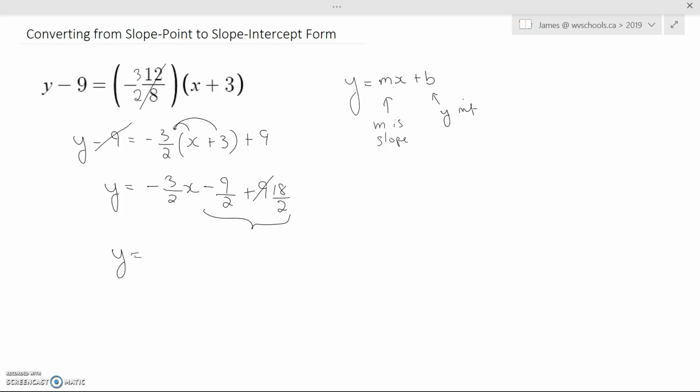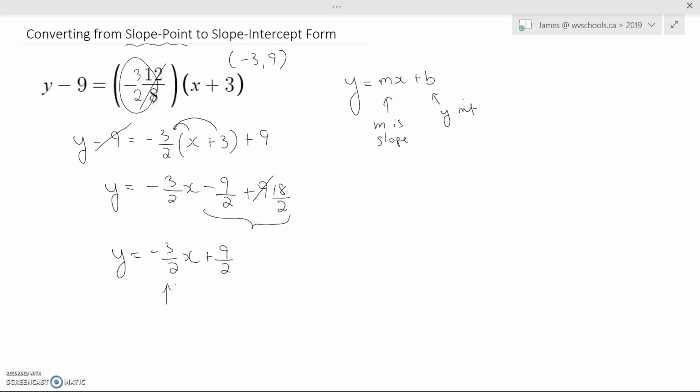So I'm going to get y is equal to negative 3 over 2x. We have negative 9 plus 18 is going to give us plus 9 over 2. So this would be an alternate form that we could write the equation above. We had slope point form originally with our slope and our point. Our point here was negative 3 comma positive 9. Change the signs for both of those. And now instead we have it in our slope-intercept form here.